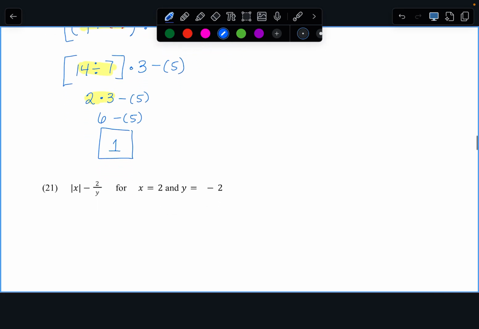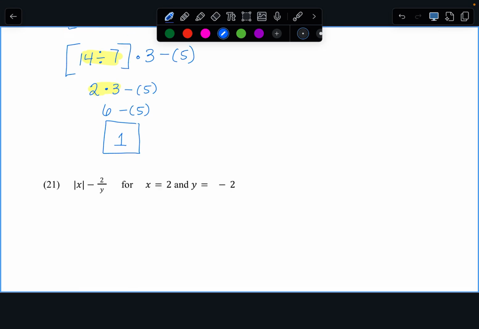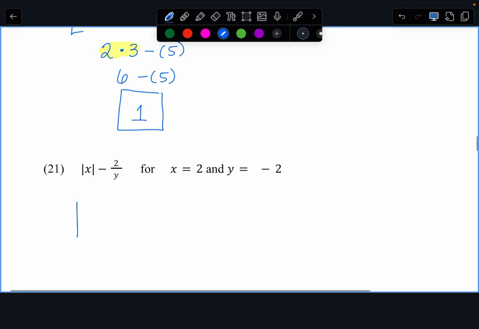And what if we have a couple different letters? Absolute value of 2 minus 2 over negative 2. Hey, look, I can use parentheses again, but in this case, it still didn't matter because things weren't being multiplied. What do you want to do first? Absolute value. Yeah, we can do the absolute value first. Absolute value of 2 is 2 minus 2 divided by negative 2.